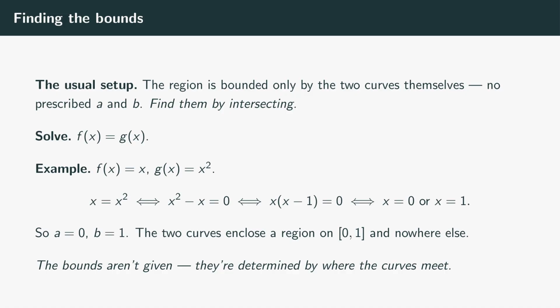And before you integrate, you need to figure out which curve is on top, so you put it first in f minus g. On the open interval from 0 to 1, plug in x equals 1/2: f of 1/2 equals 1/2, and g of 1/2 equals 1/4, so f is greater than or equal to g there, meaning the line y equals x is above the parabola y equals x squared on the open interval from 0 to 1. Set up the integral from 0 to 1 of the quantity x minus x squared dx.